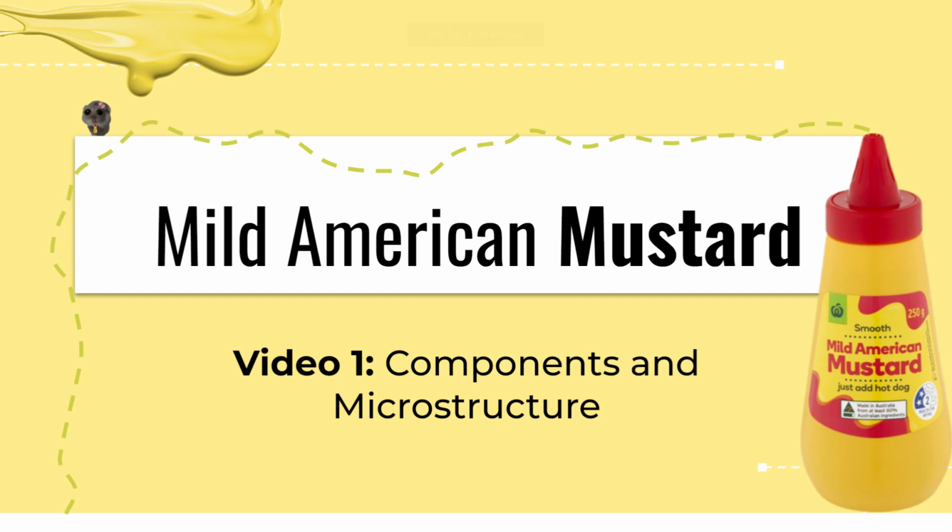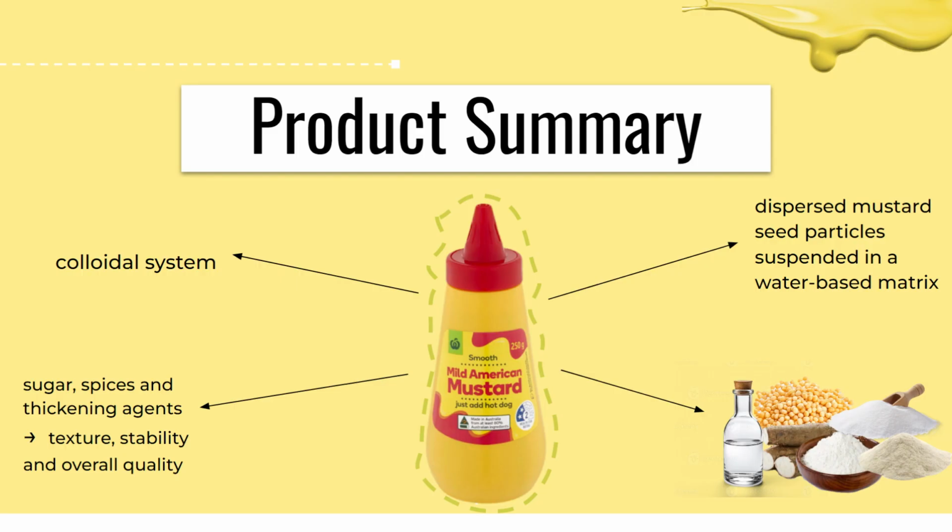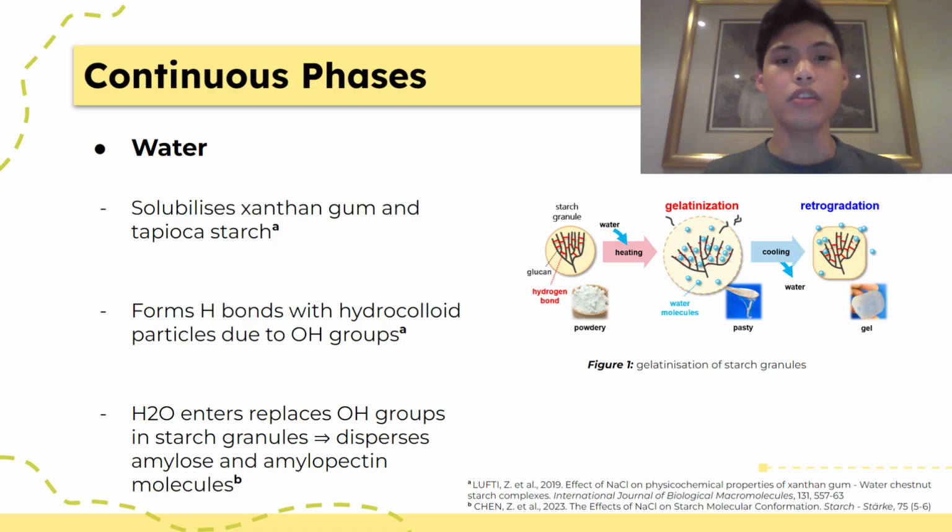Mild American mustard is a colloidal system primarily composed of finely dispersed mustard seed particles suspended in a water-based matrix. It also contains sugar, spices, and thickening agents which contribute to the mustard's texture, stability, and overall quality. The water and vinegar components are responsible for the hydration and dissolution of the hydrocolloid particles.